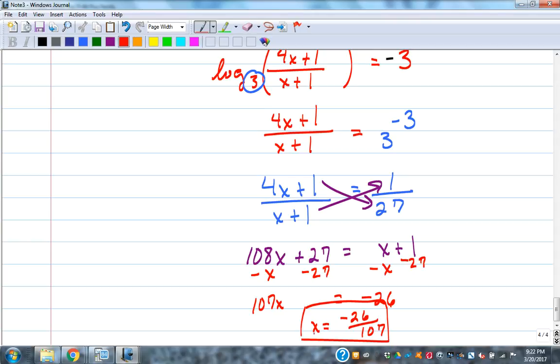Does that turn into a negative in either of the logs? So what's 4 times negative 26 over 107, plus 1? That's a positive number. And then x plus 1, which is 1 plus negative 26 over 107, is a positive number. That actually works. It's a negative answer, but it checks in the problem.